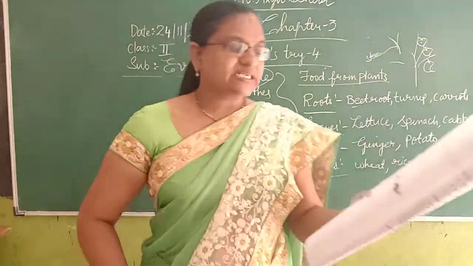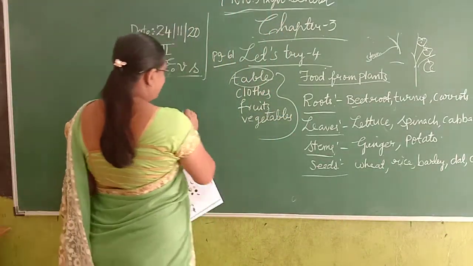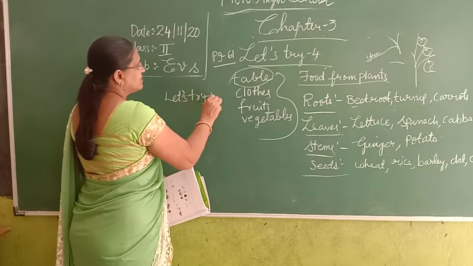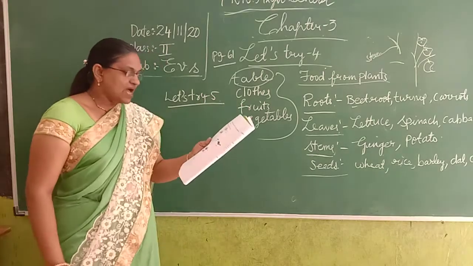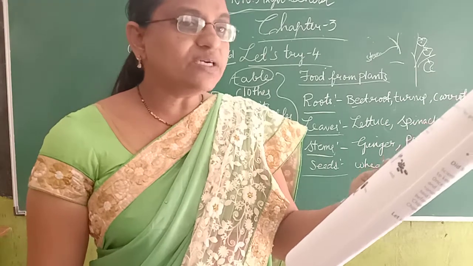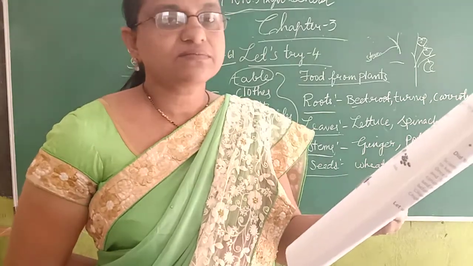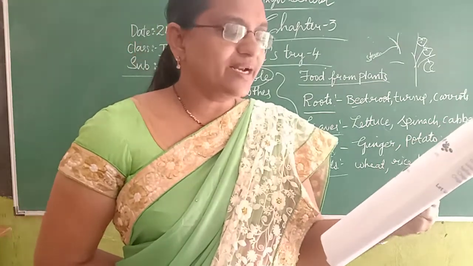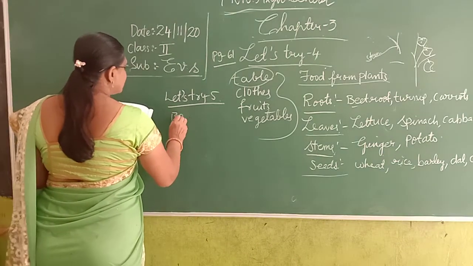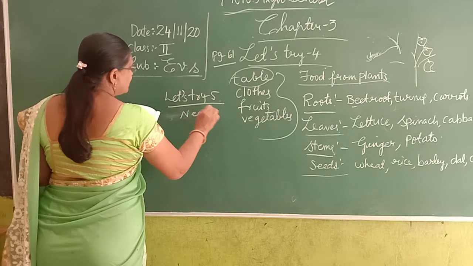Okay, let's try 5. So, answer in one word. One plant that gives wood. Which plants will give the wood? Mango plant, banyan tree, you can write. Neem. Neem is easy.